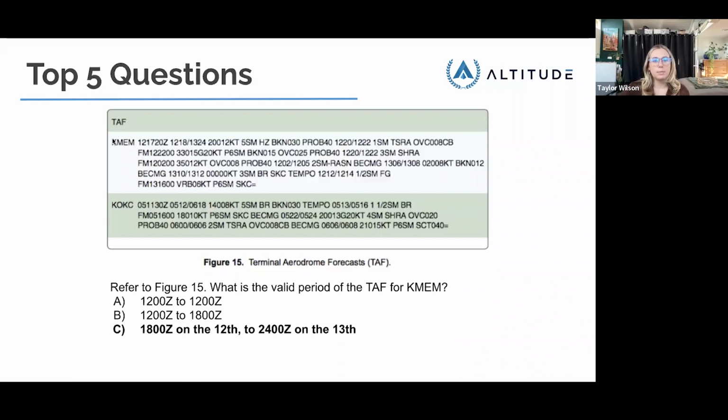So we're looking up here at the top for Mike Echo Mike. And this report was issued on the 12th at 1720 Zulu. The time period that it's valid for is the 12th at 1800 Zulu until the 13th at 2400 Zulu. So this TAF report is a 30-hour report.